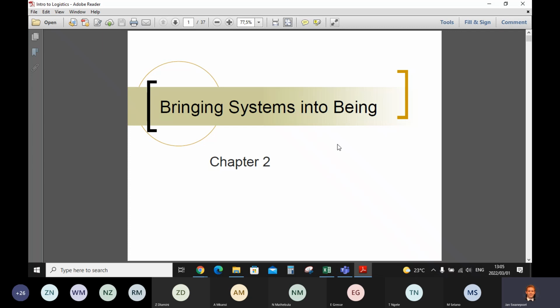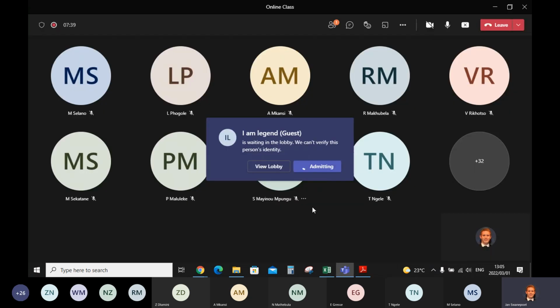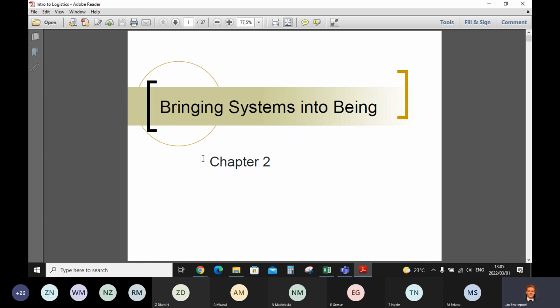Okay, so we're looking at chapter 2. The chapter is called Bringing Systems into Being. What we're going to be talking about is life cycle analysis, because a system functions in a life cycle. So there's a few different considerations that we must look after.